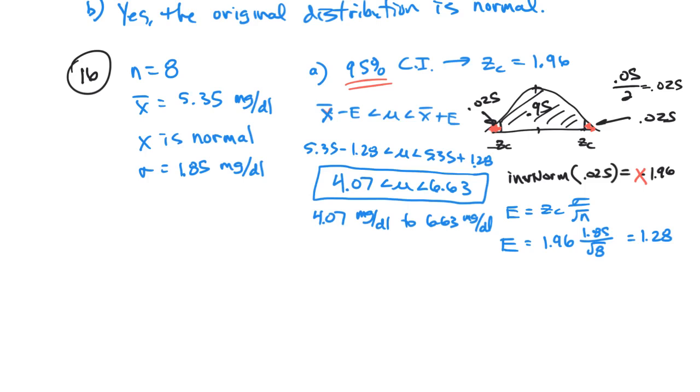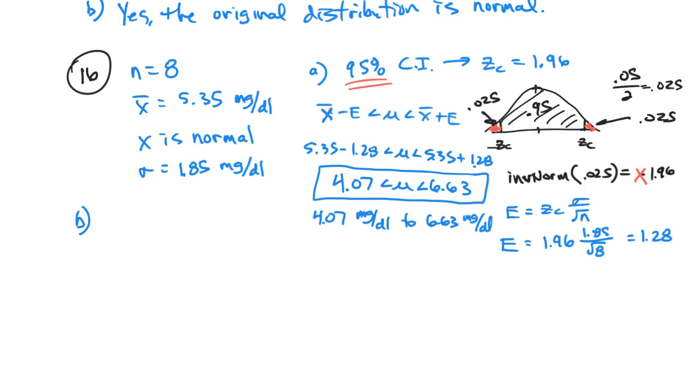And then part B says, what conditions are necessary for your calculations? Well, for us to do this, we have to be sampling from a normal distribution, right? Because our sample size is not 30 or more. So we've got a small sample size, which means the way we can guarantee that this sampling distribution of X bar is normal is that we were sampling from a normal distribution, which we were. X is normal, which means the X bar distribution will be normal.